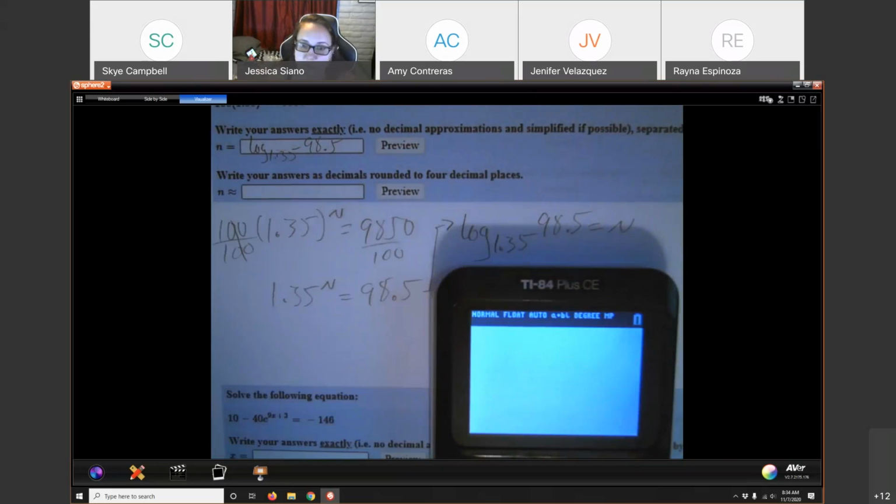So log base 1.35 of 98.5, or, hang on, I did 1 and then a negative 35. There we go, much better. Or the log of 98.5 divided by the log of 1.35. Four decimal places, so 15.249.